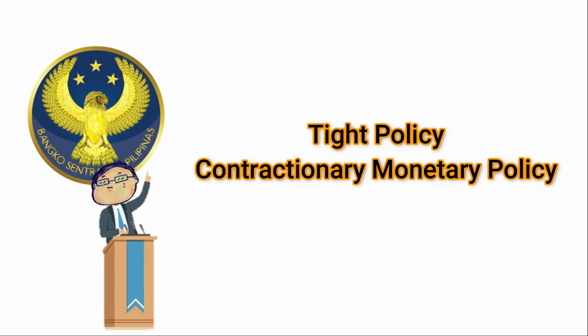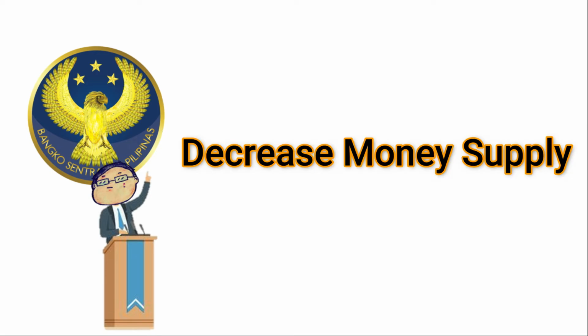The tight monetary policy is also known as contractionary monetary policy. It is implemented while the economy is doing well or when inflation is about to happen. The government decreases the money supply to curb too much demand. This happens when production is unable to catch up with the increase in demand that results in a price increase. Inflation can be avoided if the central bank will lessen the money in circulation.